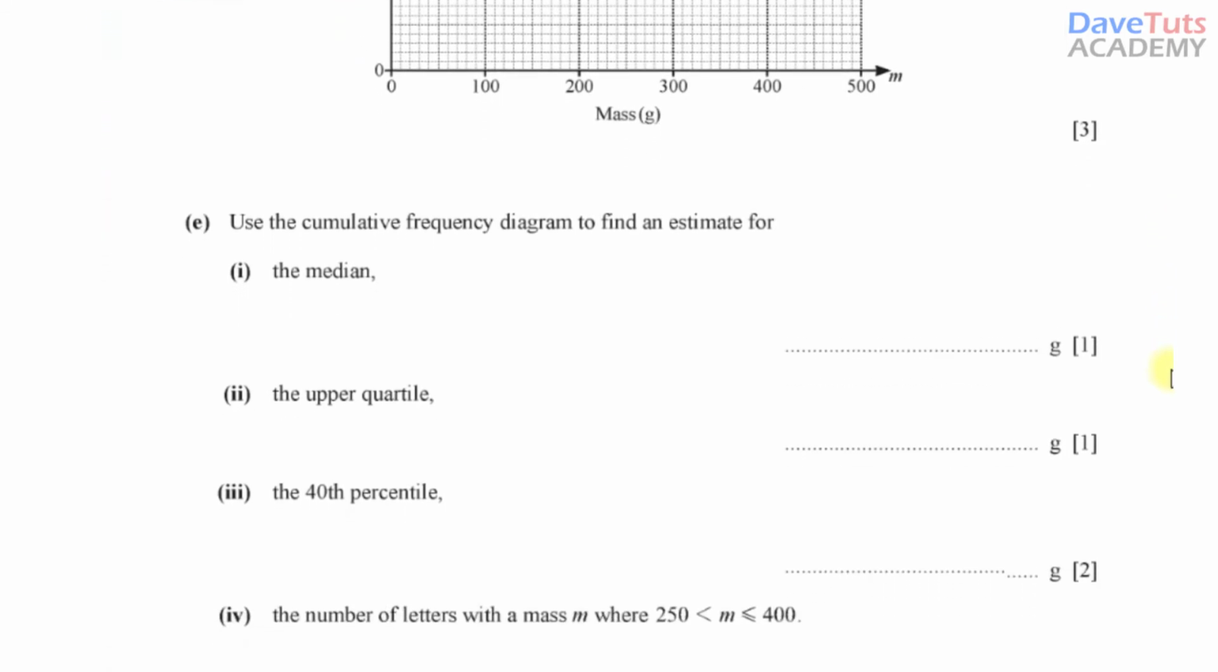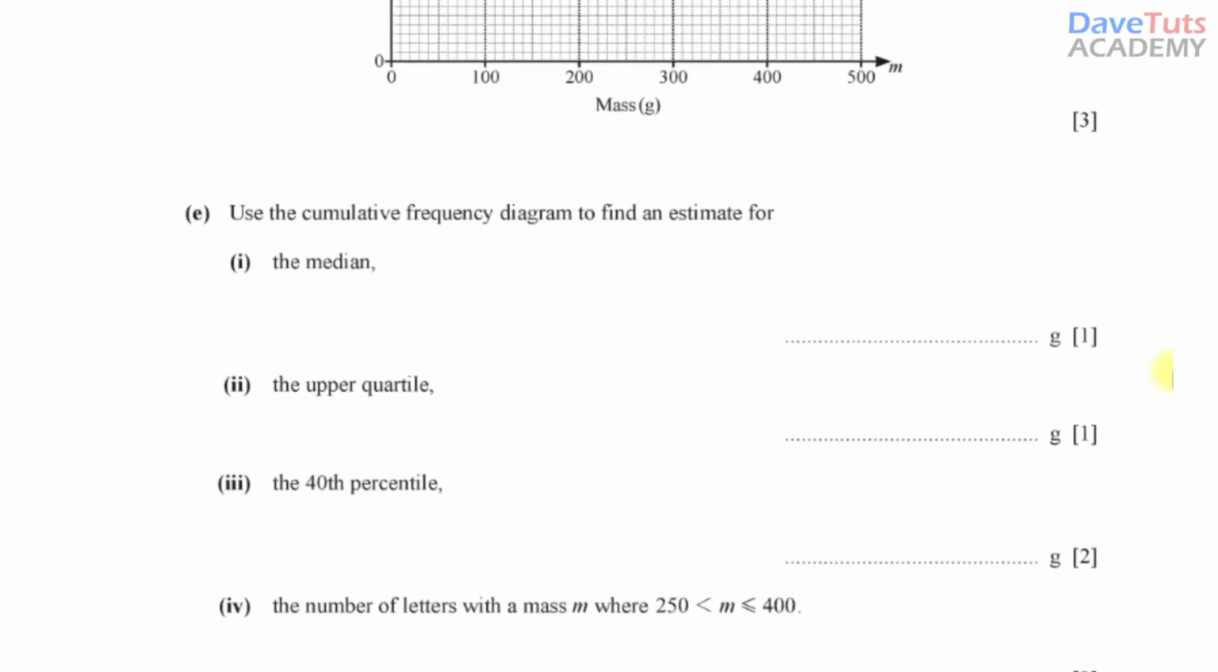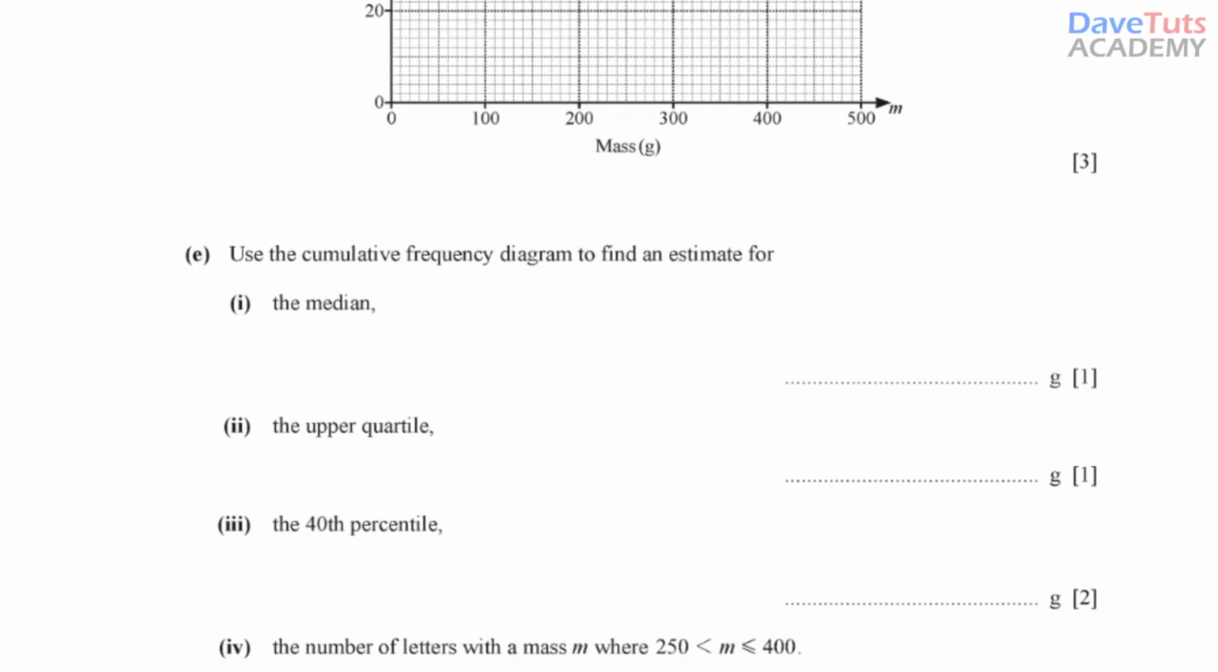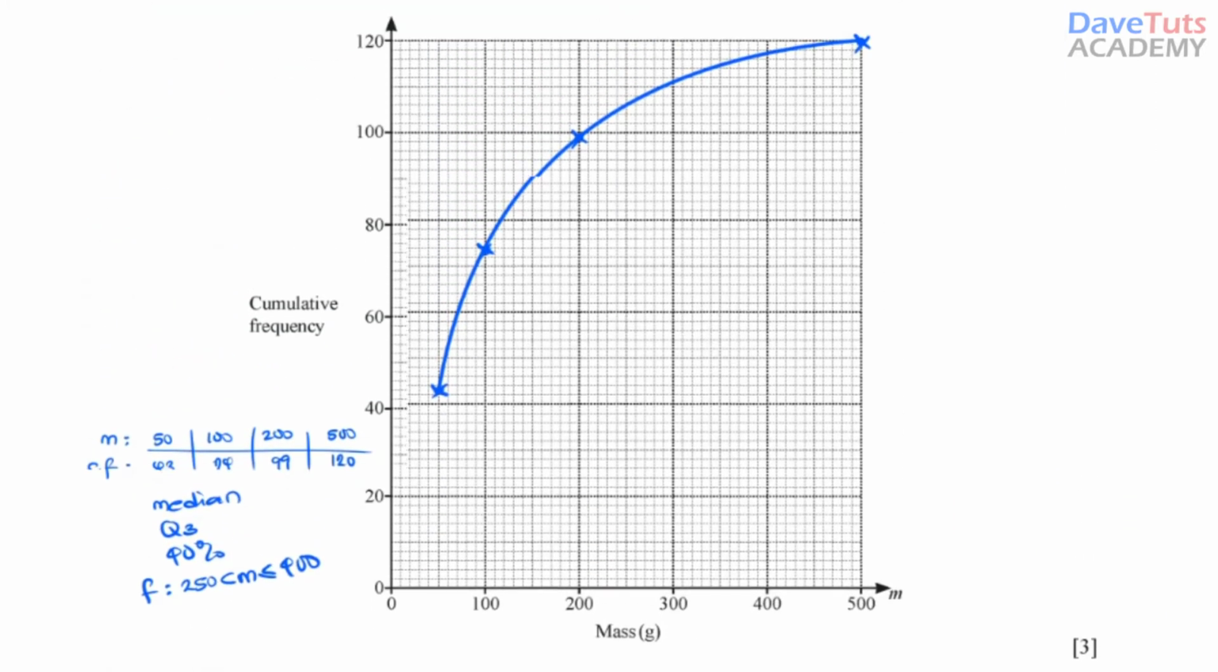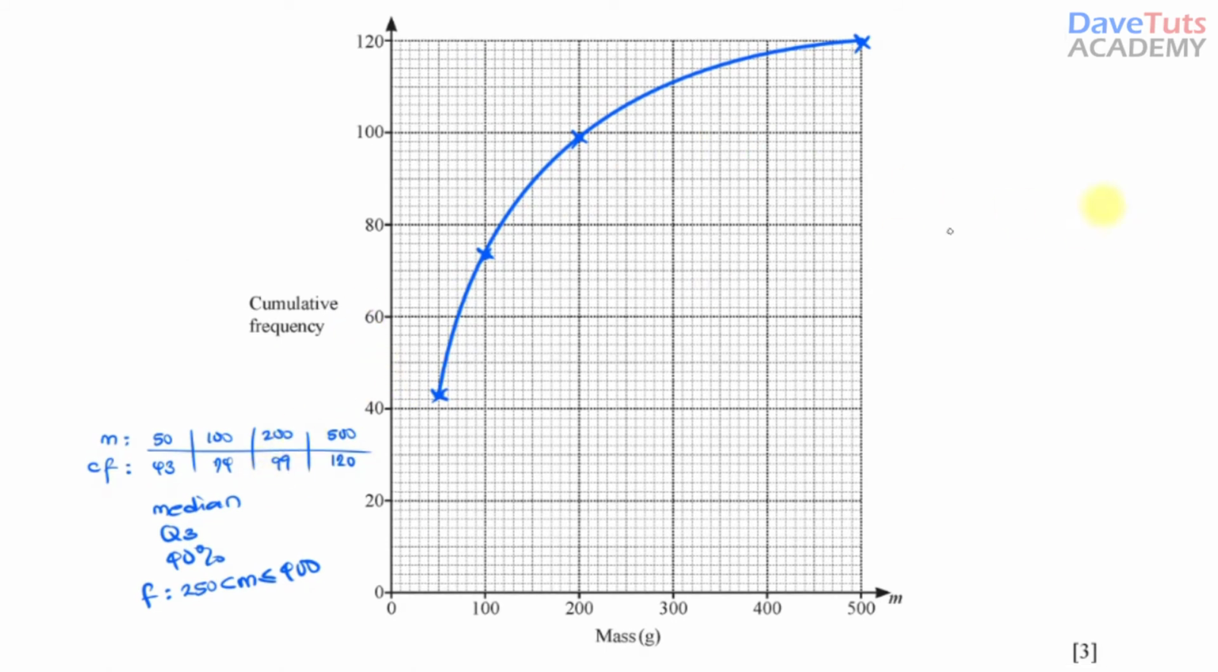Then we have this set of questions that we can look at holistically to solve, and let me just capture it so that I'll be able to move on my graph sheet to solve them. In the first case, we are looking at the median. We have to evaluate the median. We have to get the upper quartile, that will be Q3. We have to get the 48th percentile, and then the number of letters with a mass m, where 250 is less than m less than or equal to 400. So we are looking for frequency for the case in which 250 is less than m, less than or equal to 400. So this is our guide. We can now go to our graph to try and solve this as appropriate.